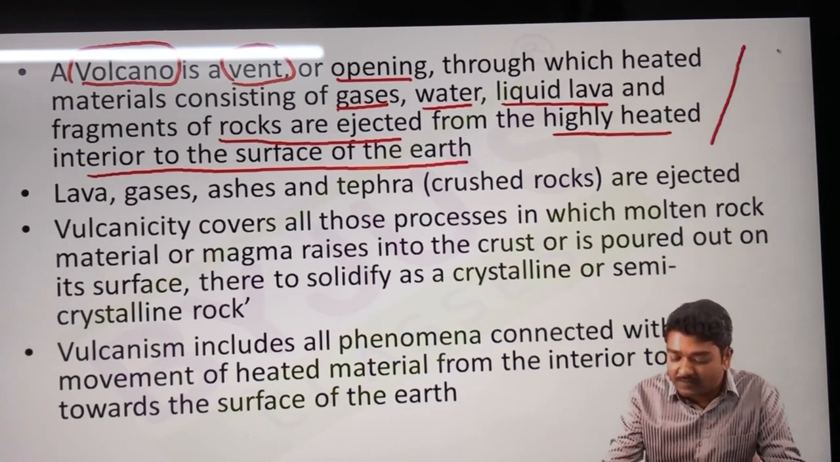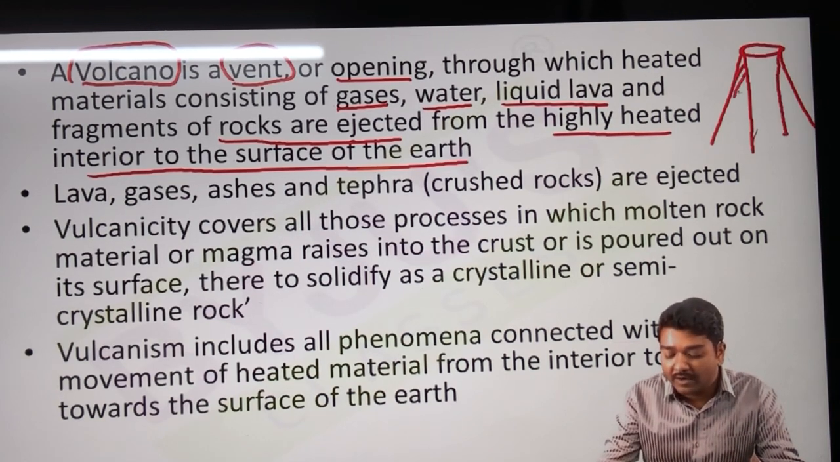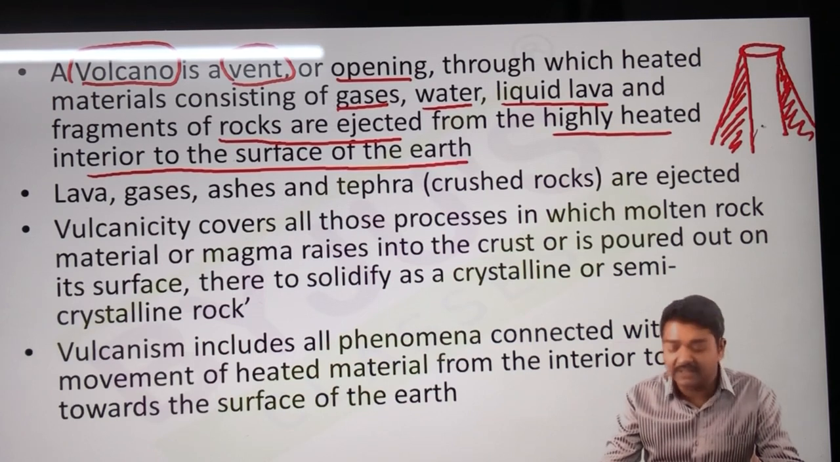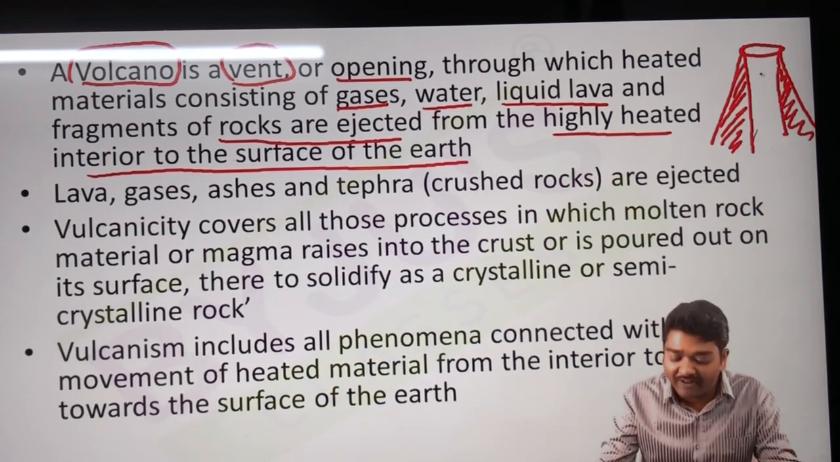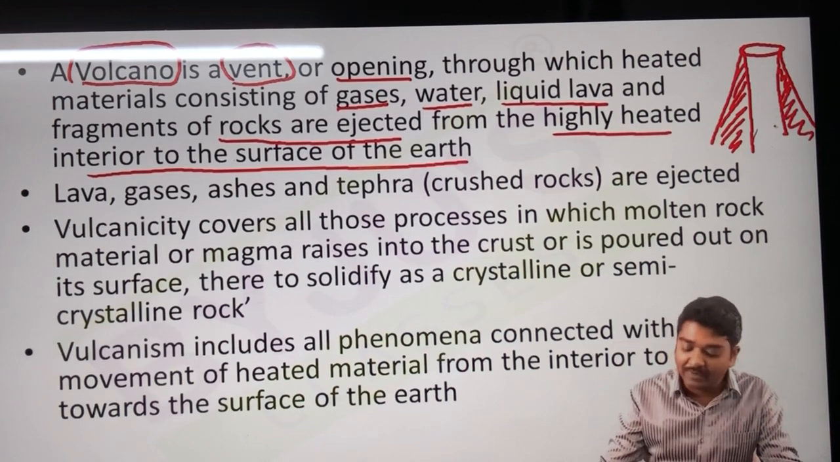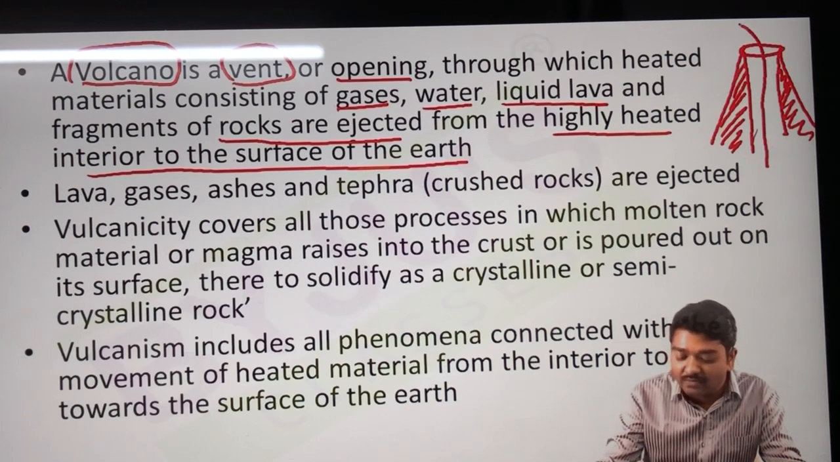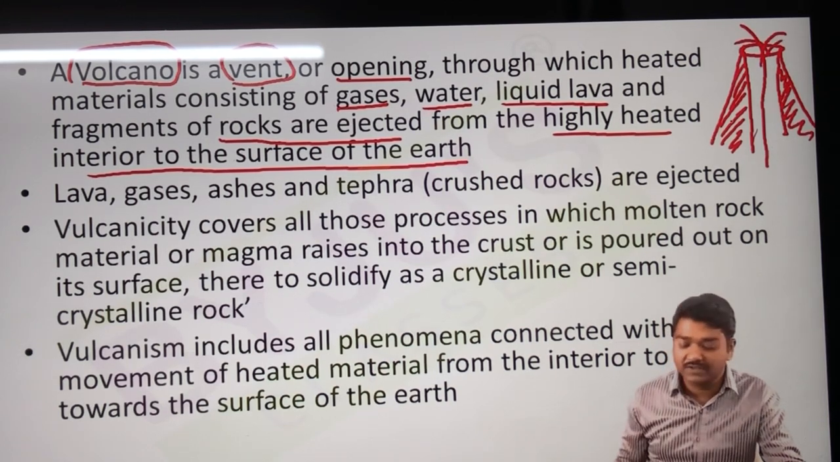So if you take this picture, which looks like a volcano, here you will usually have rocks present and a small gap opening, and the pipe which is actually present inside is called the volcano. A volcano is a vent or opening through which materials consisting of gases, liquids and all actually come out to the surface from the deep interior.